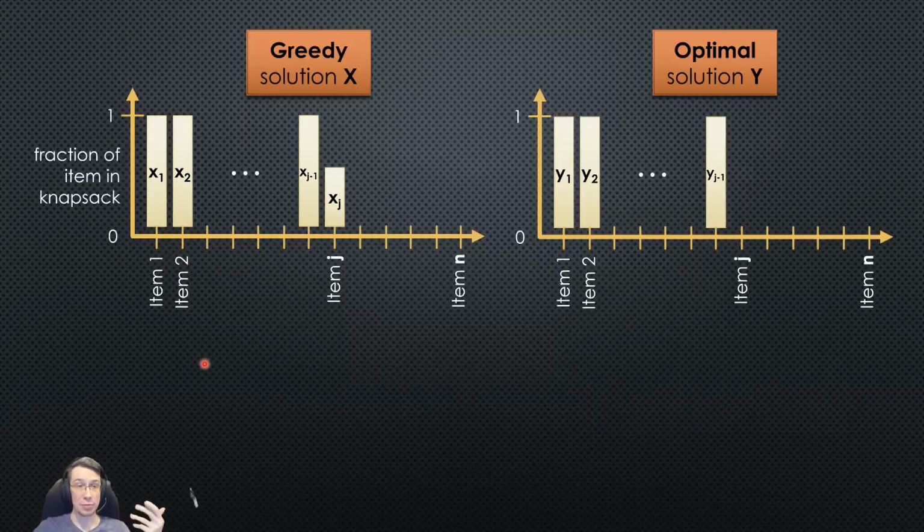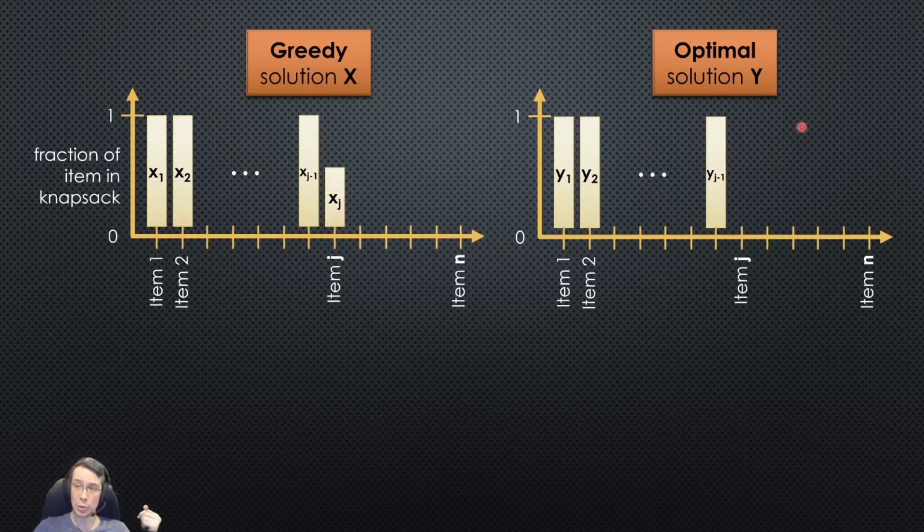Okay, so here I've drawn our greedy solution x with x1 up to xj minus 1 followed by xj. On the y-axis, up and down here, we have the fraction of the item that's placed in the knapsack. This is 100% of the item in the knapsack. This is 0% at the bottom. And then on the x-axis, if you will, down here, going from left to right, we have the item number. So here's item number 1, we take all of it. Item number 2, we take all of it, and so on.